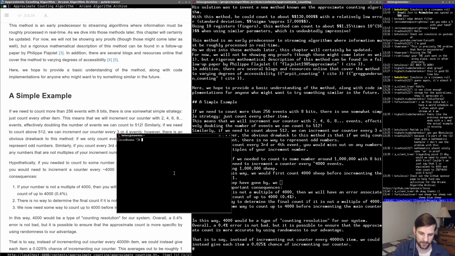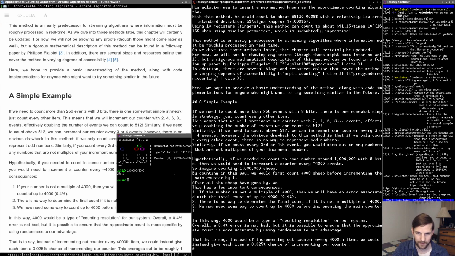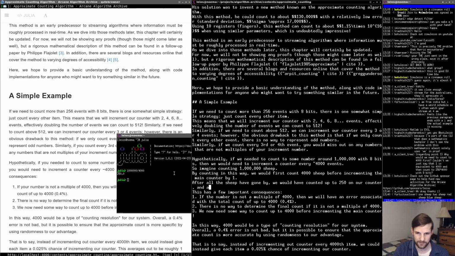Okay, what am I actually looking for here? 1 million divided by 4,000 gives you 250 exactly. We would have counted up to 250 on our main counter, and also counted 4,000 250 times. Is this clearer? I think that's probably clear.